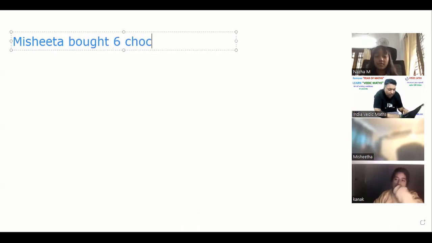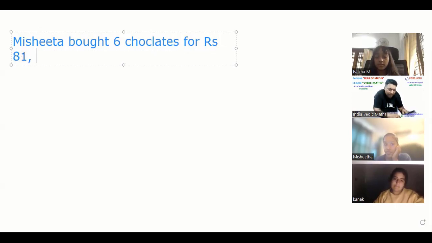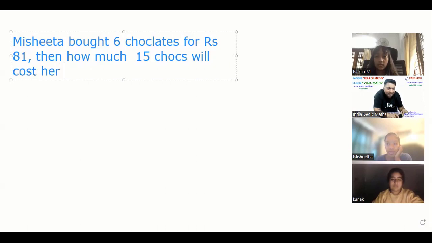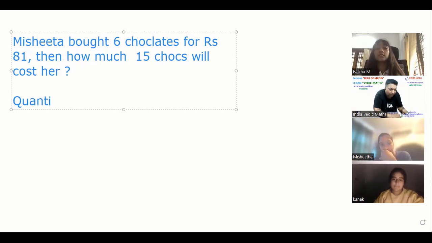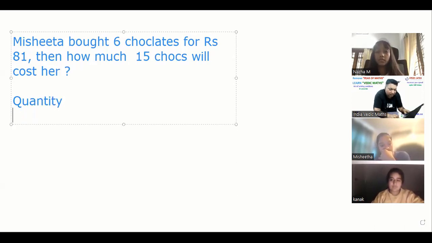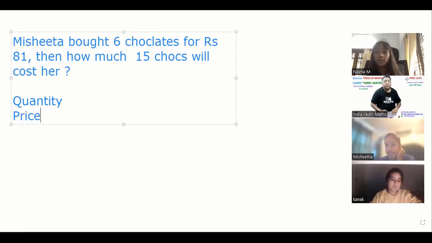Mishita bought 6 chocolates for some rupees, let me just take a random number, say 81 rupees. Then how much will 15 chocolates cost her? That is the basic question of maths, right? So what two things do we have here? One is the number of chocolates, the quantity. Second is the price. Agree or not, Mishita?